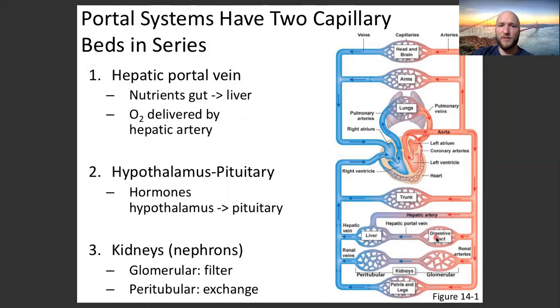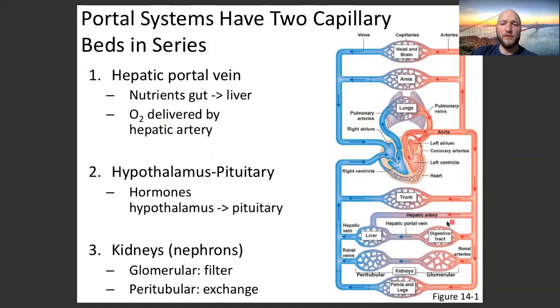right here. So blood flows to the digestive tract, it picks up water-soluble nutrients, and then it goes directly to the liver where there's another capillary bed. So capillary bed in the digestive tract, capillary bed in the liver, and then blood goes back to the heart. There is the hepatic artery, which goes straight to the liver, but we also have this one right here, the hepatic portal vein, that vein right in between the digestive tract and the liver.